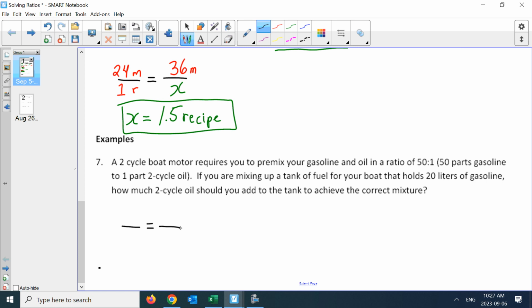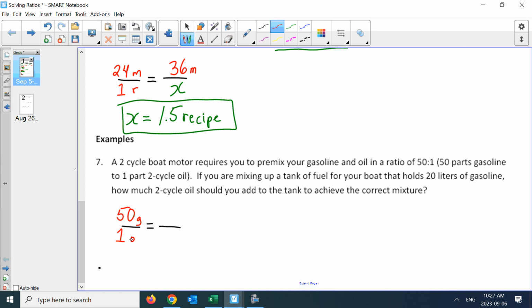I'm going to make that into a fraction. I'm going to say 50 for the gas, and put G. So 1 part two-cycle oil. Now, I'm going to make it a really small O, so you don't think it's a 0. That's a letter.